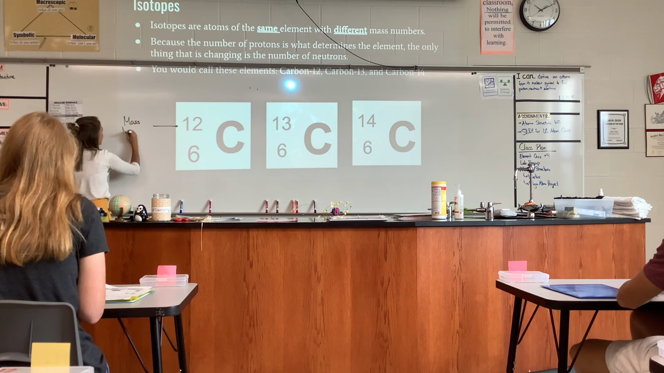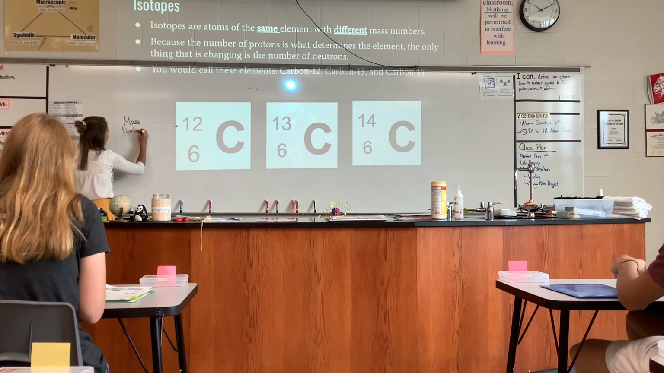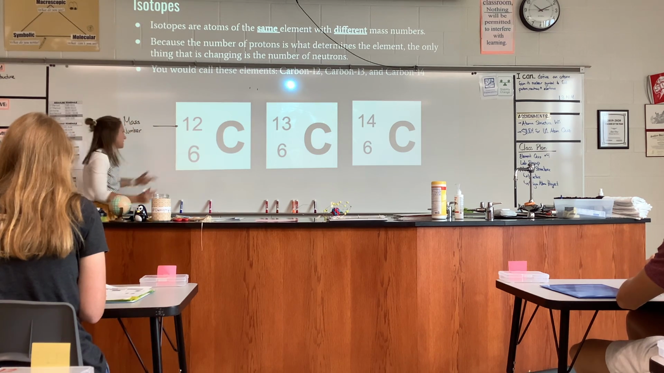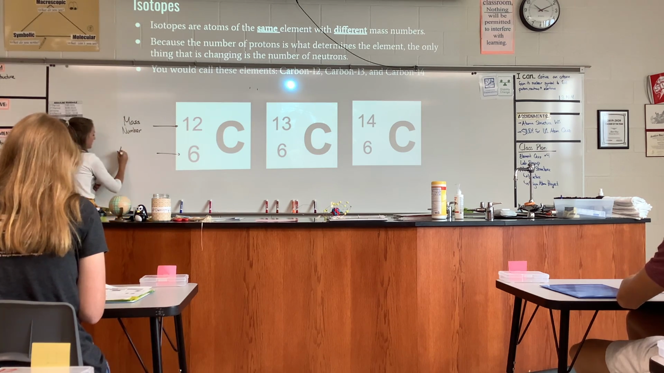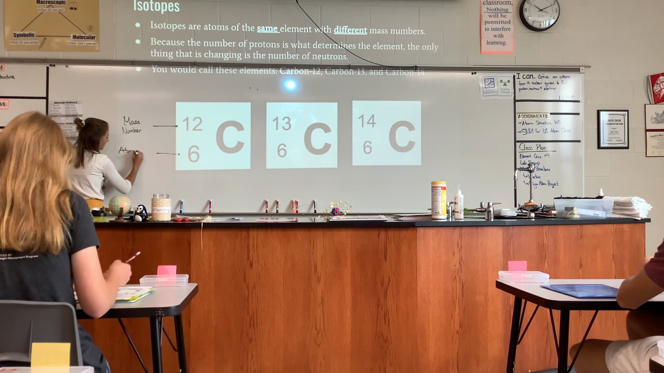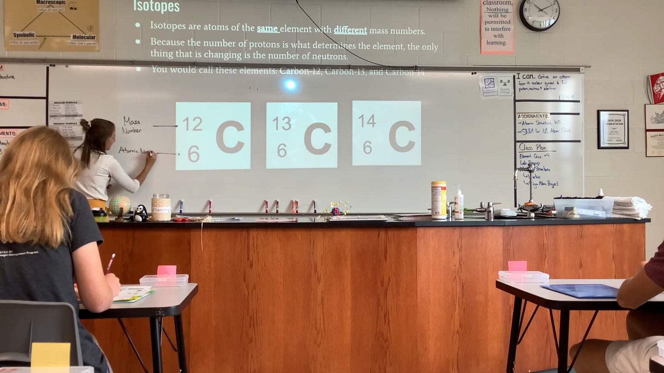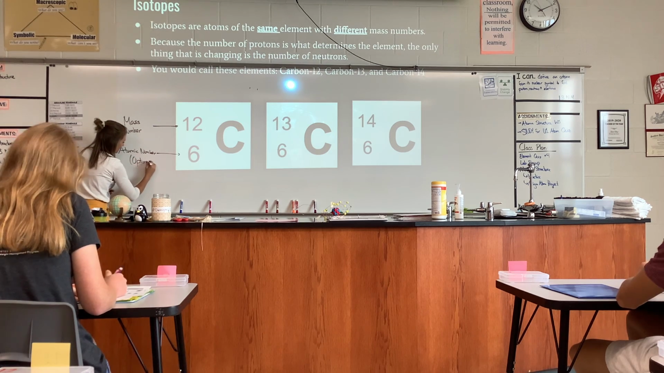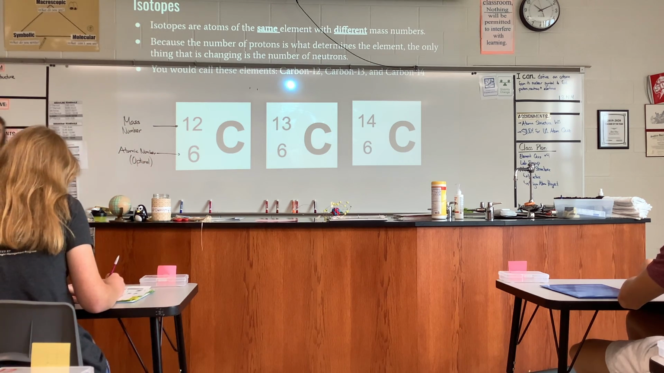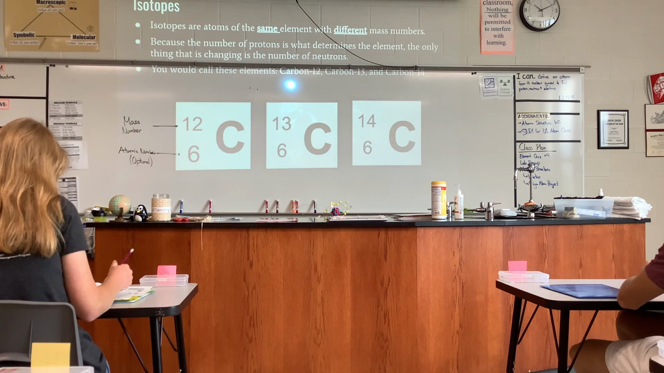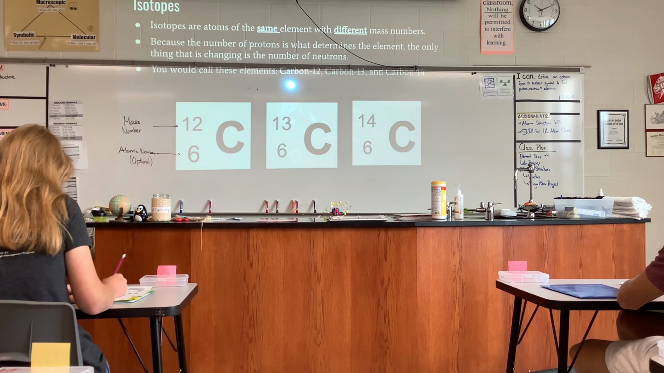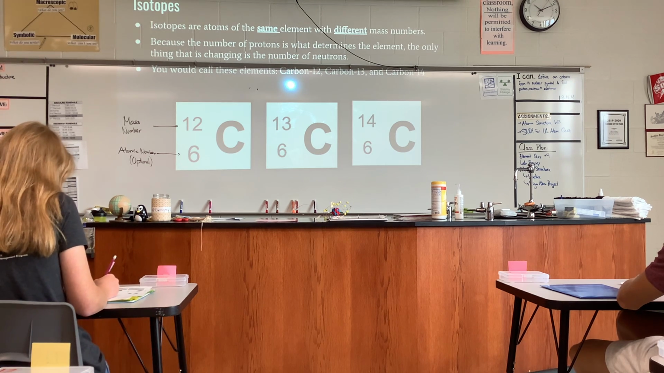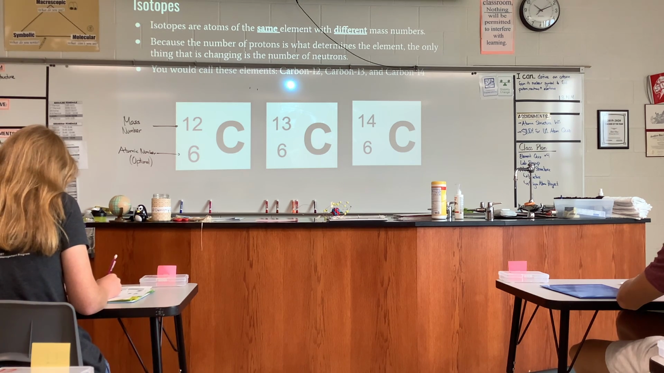Okay? So this right here is known as isotope notation. Right here where you list the mass number and the symbol. The bottom number is obviously the atomic number. And this one is kind of optional. It's not really necessary. Why is it not really necessary to put a 6 there? Because carbon can't have anything but an atomic number of 6.